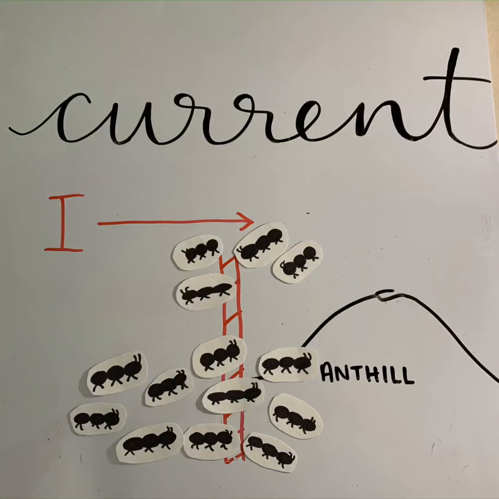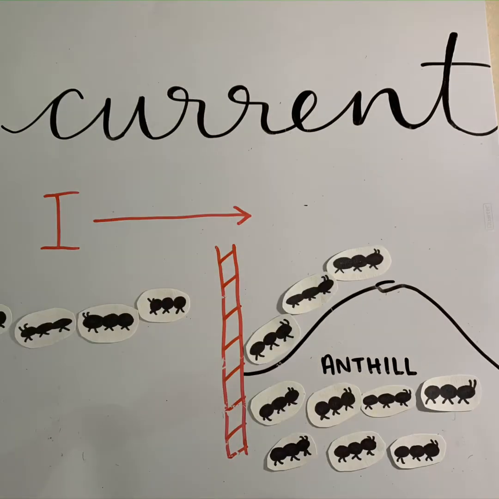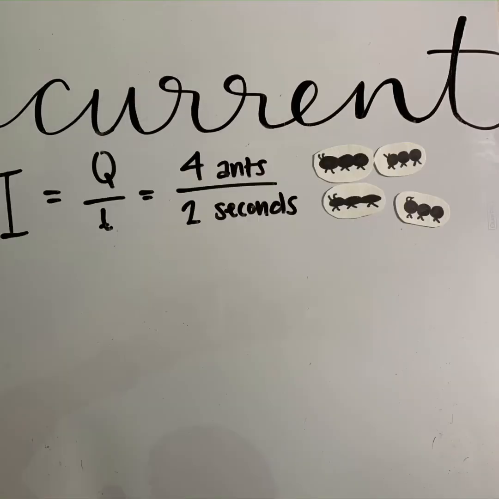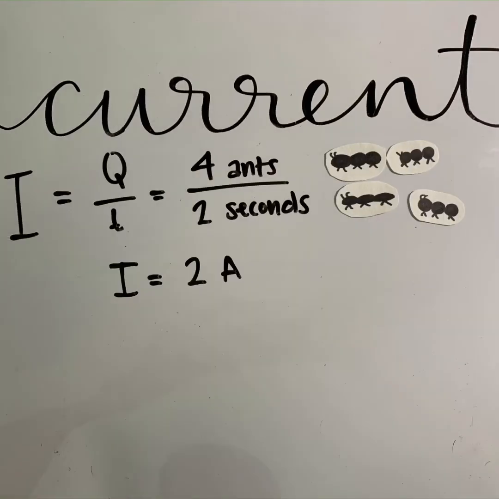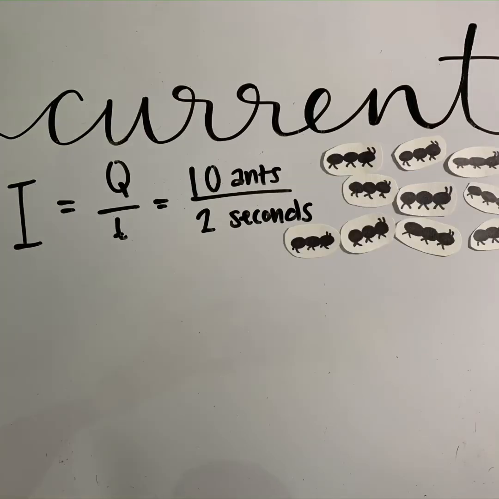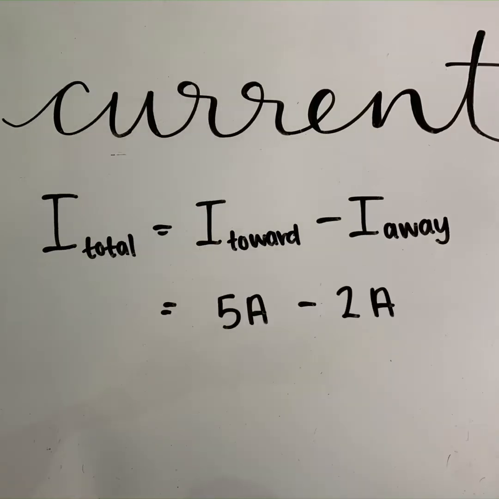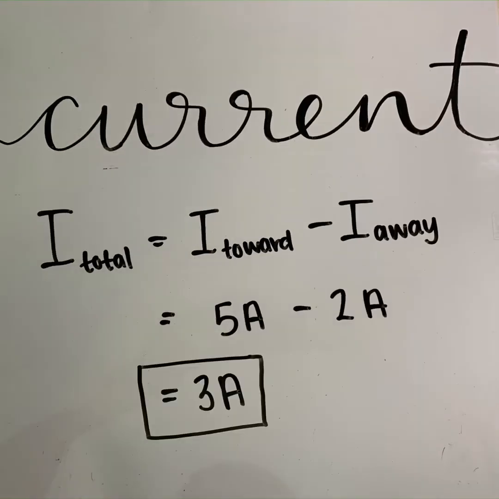So let's say that 10 ants go across the line toward the anthill in 2 seconds, but 4 go across the line away from the anthill in those 2 seconds. Heading away from the anthill, we have 4 ants in 2 seconds with a current of 2. Then, heading toward the anthill, we have 10 ants in 2 seconds with a current of 5. Total current is the sum of positive and negative current, so the current toward and away. Therefore, the current is 5 minus 2, so the answer would be 3 amperes.